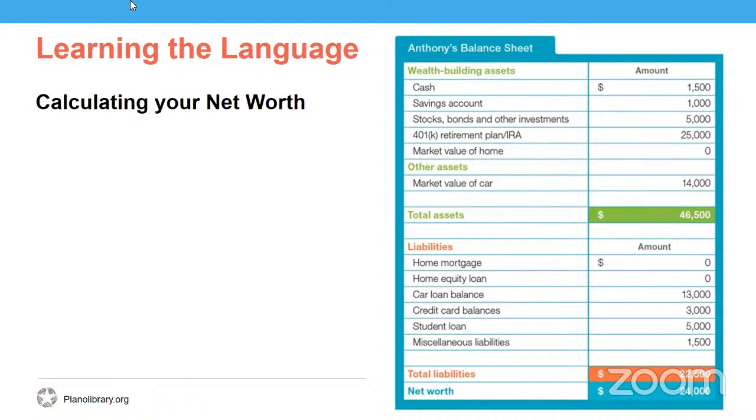Now think about your whole financial picture. Which of these types of assets do you have? Do you have any that might not be listed here? Sure, some of you might have other assets that aren't listed here. We just have a pretty basic example shown here, but this is not an all-inclusive list.